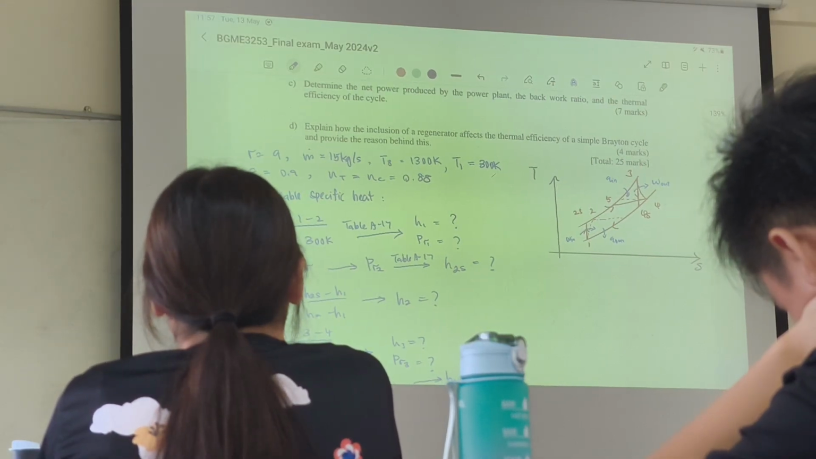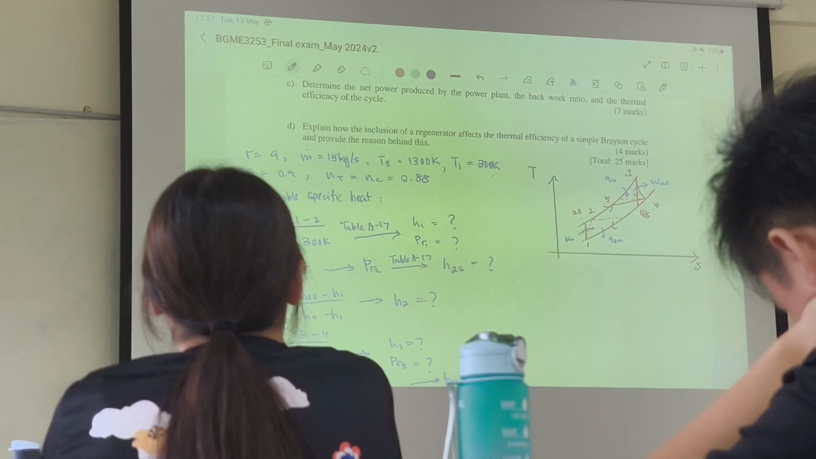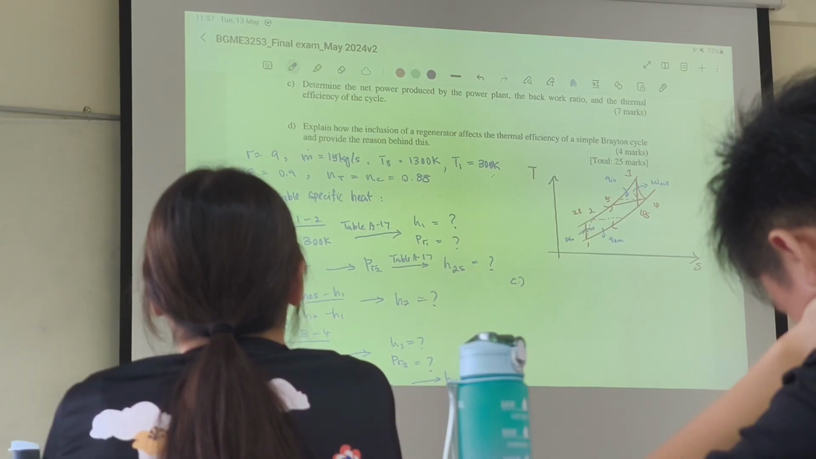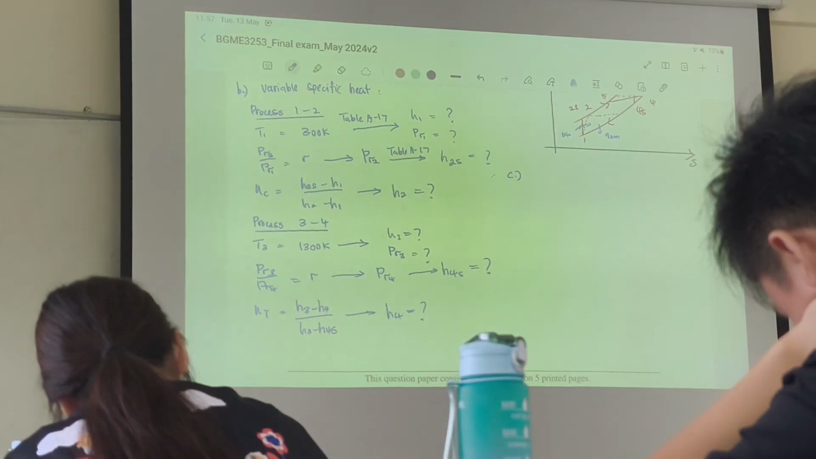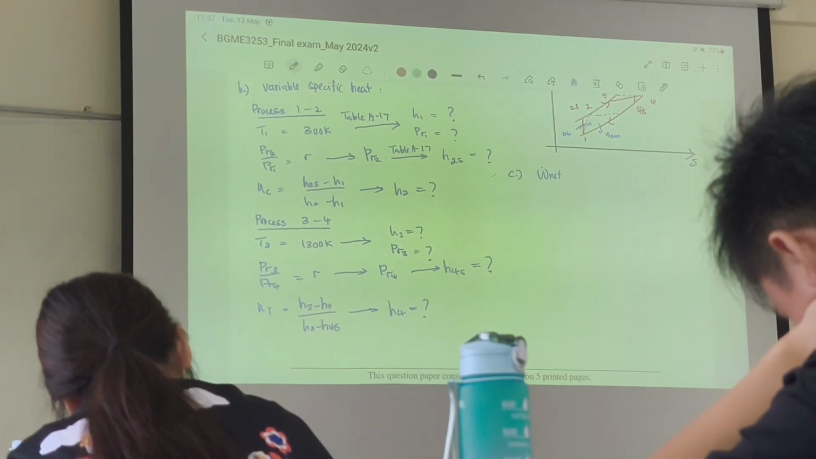Okay, so now we look at C. C asks to determine the net power output produced by the power plant, the back work ratio, and thermal efficiency. So our standard things. For C, you need to determine the net power output first.